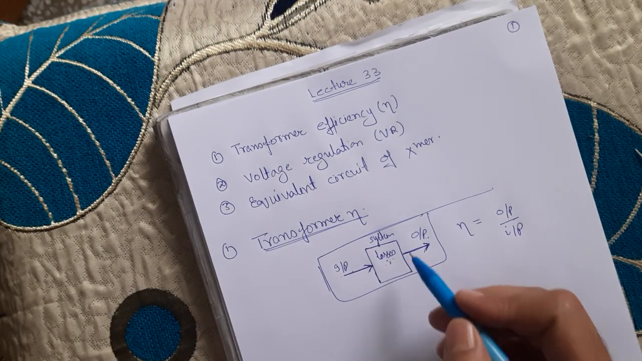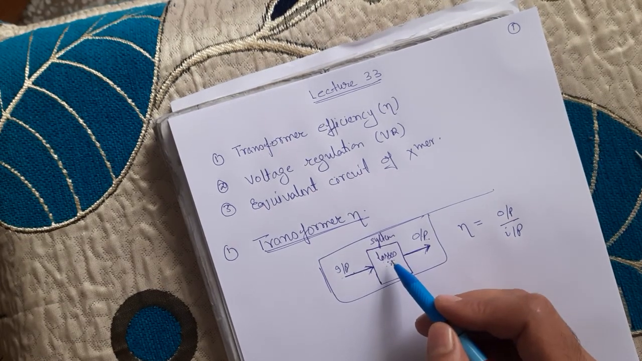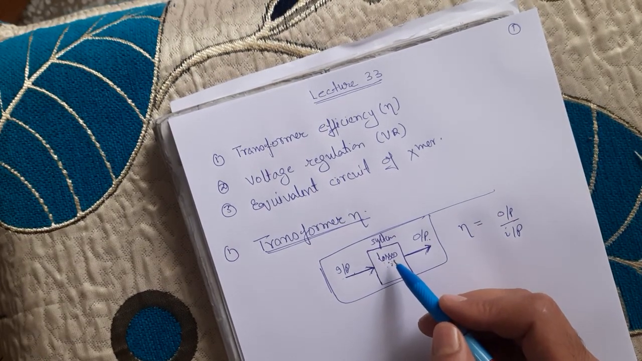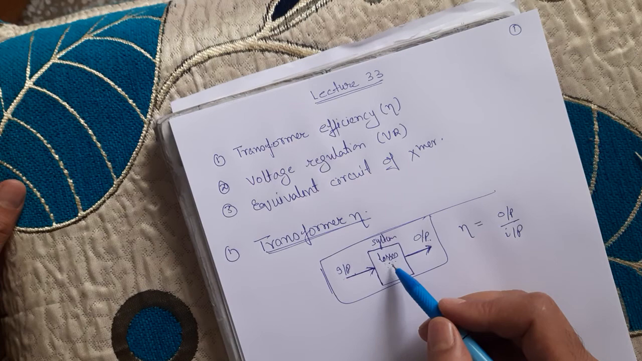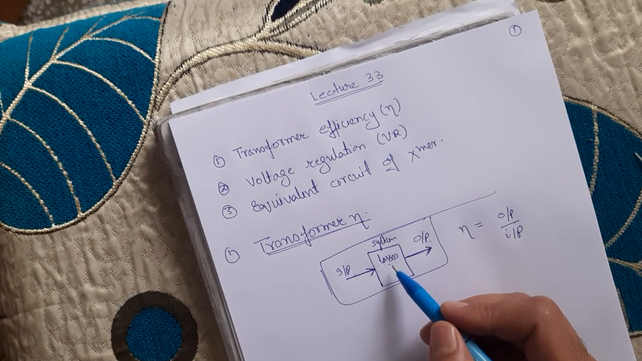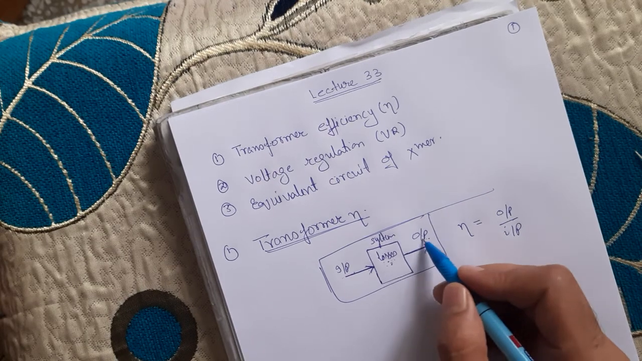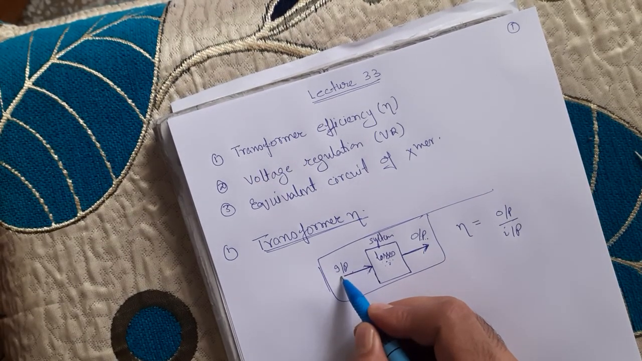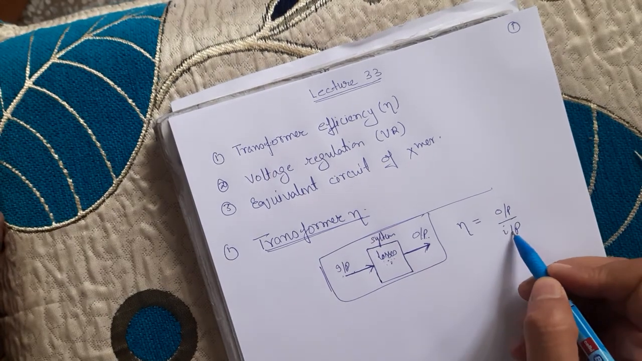Obviously there are some losses in the transformer because the transformer windings are made of conducting material which has some resistance. Apart from that, we have some losses in the core, eddy current and hysteresis losses. So definitely the output will be lesser than the input, and the efficiency is nothing but the ratio of output by input.